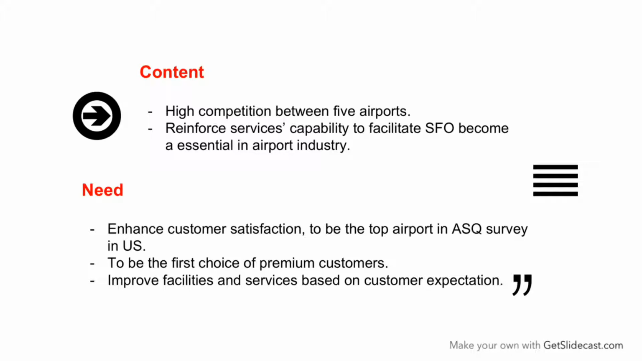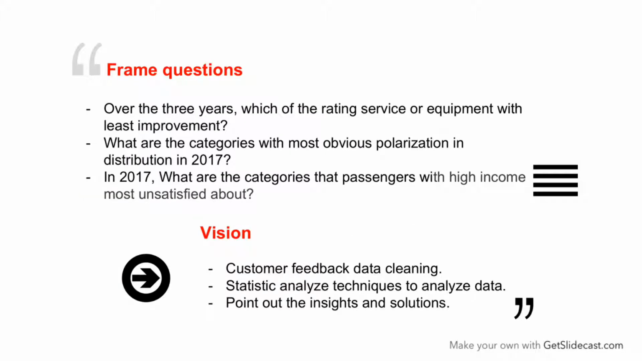The CMO wants to find out what is keeping them from reaching their customers. One objective is expressed below: he wants a recommendation of what can be done to improve performance. So the CMO needs, first, to enhance customer satisfaction to be the top airport in the ASQ service in the US; second, to be the first choice of premium customers; and third, to improve facilities and services based on customer expectations.